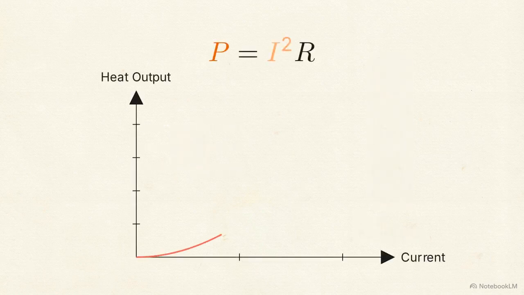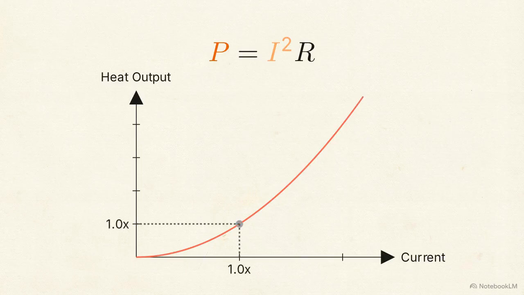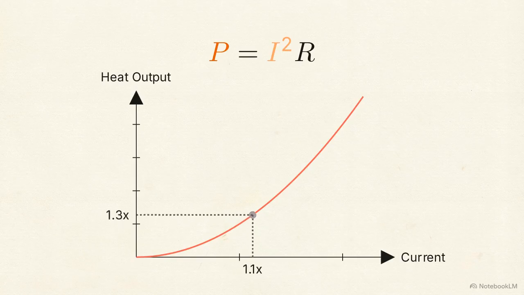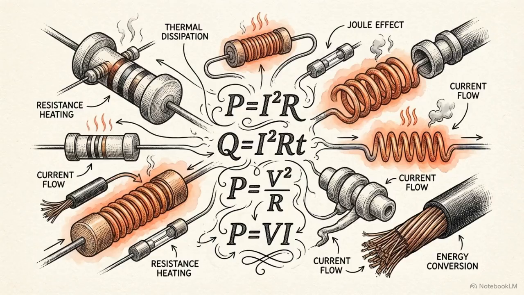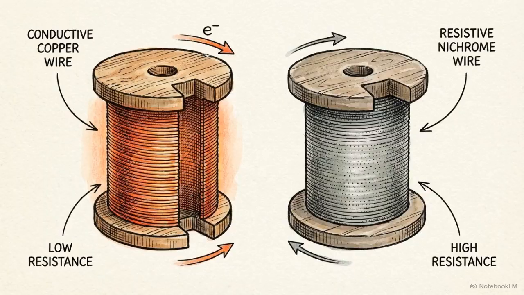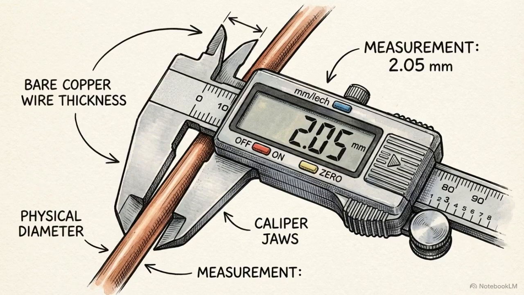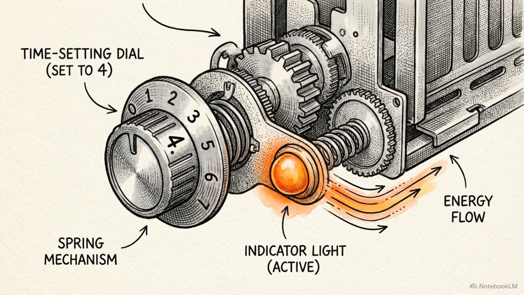This relationship is governed by the law of Joule heating, where heat output equals the square of the current multiplied by the resistance. Because the current is squared, doubling the electrical flow doesn't just double the heat, it quadruples it. It is a strict mathematical relationship determined by the specific wire material, its physical thickness, and duration of current flow.